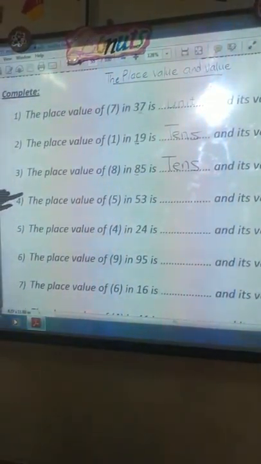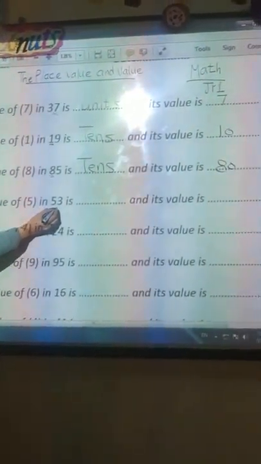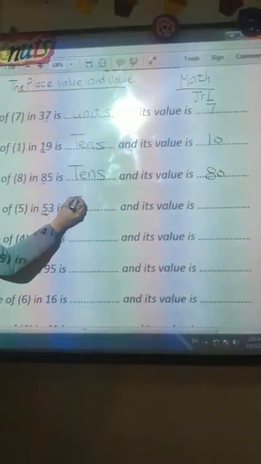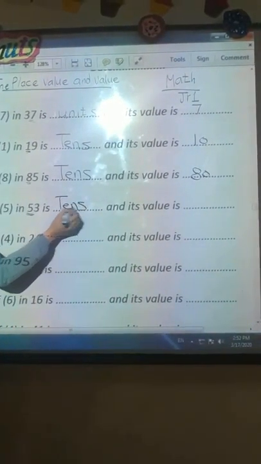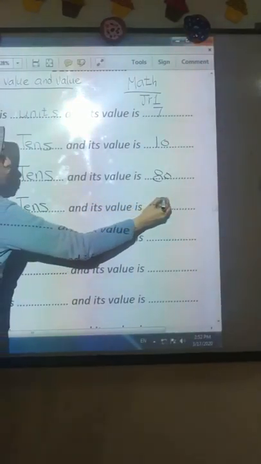The place value of 5 in 53 is 5. That's right, tens. And its value is 50. Good job.